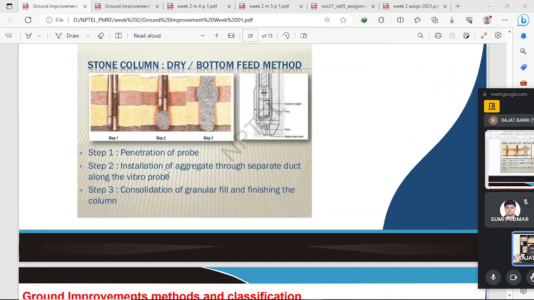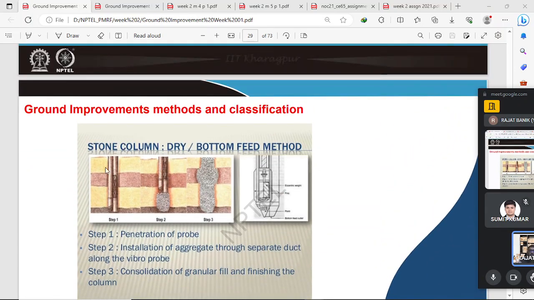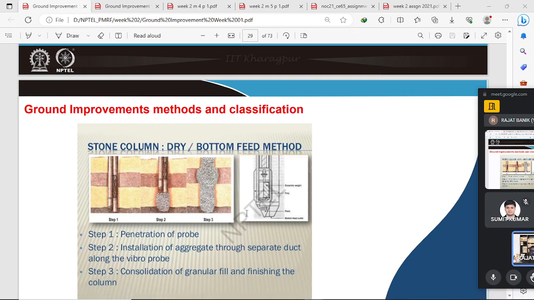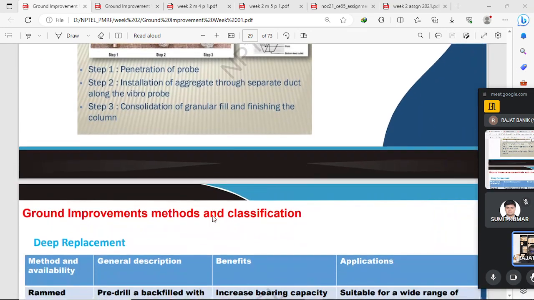And we also studied the procedure of how a stone column is formed. There is one type of procedure, the dry bottom feed method, where we apply stone directly at the bottom and vibrate it and compact the soil, and go in the upward direction gradually and form the stone column.